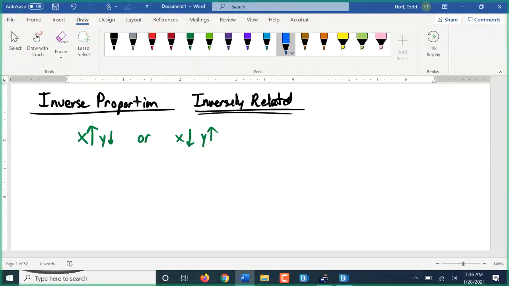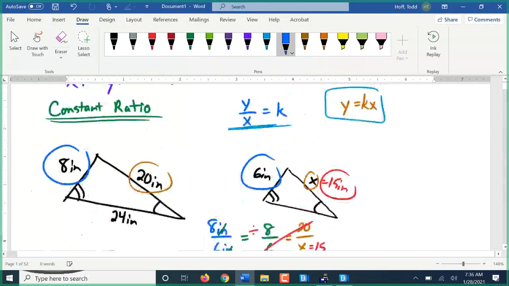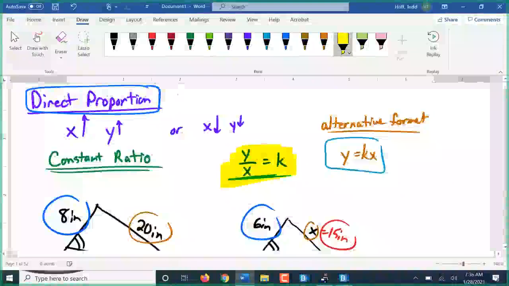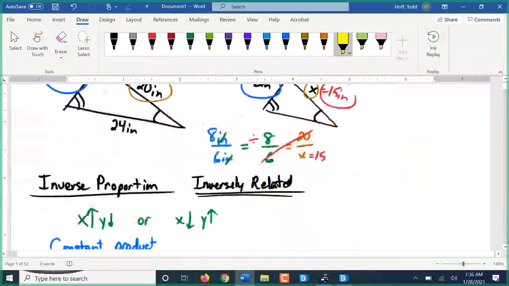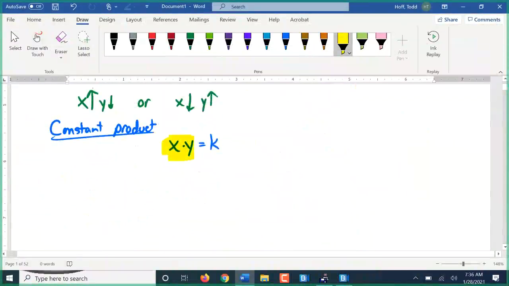Inverse relationships, like I said, I hate using the term inverse proportion. Inverse relationships are often known as a constant product. So in other words, x times y equals the constant. Up here, where it was a direct relationship, it was a constant ratio. Y divided by x was the constant. Here, y times x, or x times y, is the constant.